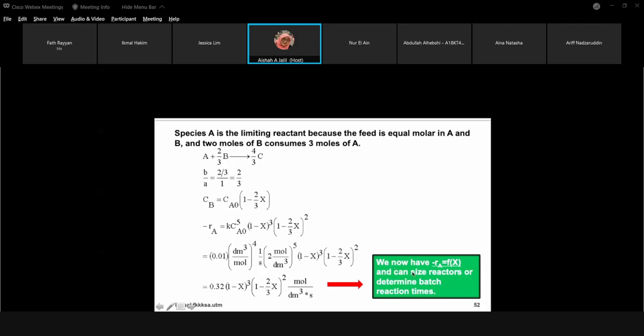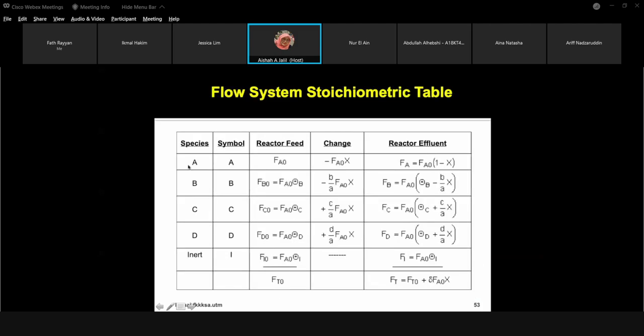Now we have negative rA in terms of x, and you can determine the reactor volume or the batch reaction time. You see why you want to know about this? All of this is just to calculate the volume and also the time. They still do not mention the x. Had they mentioned, for example, a conversion of 80%, just put 0.8 here, and then you can get negative rA, something like that.